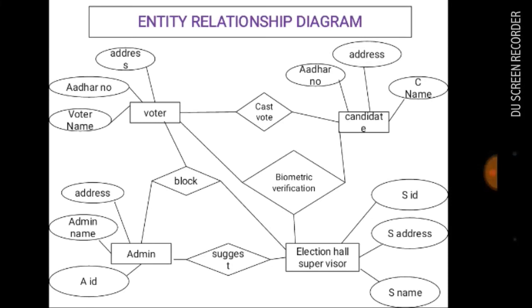The entity relationship diagram explains what the entity relations are for the candidate, voters, admin, and election. Here all of them commonly have an Aadhaar number, then the voter name, candidate name, admin name, and sub admin name. So the same process is happening here.